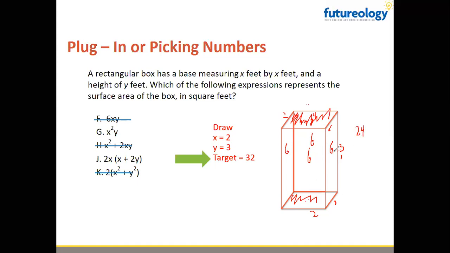That's the surface area. So by plugging in, all we had to do is pick our own numbers and we got the surface area of 24 plus 8, which is 32. There's my target. So I take my X and Y, plug in here, and I'm looking for 32. And that's how I get it, guys.